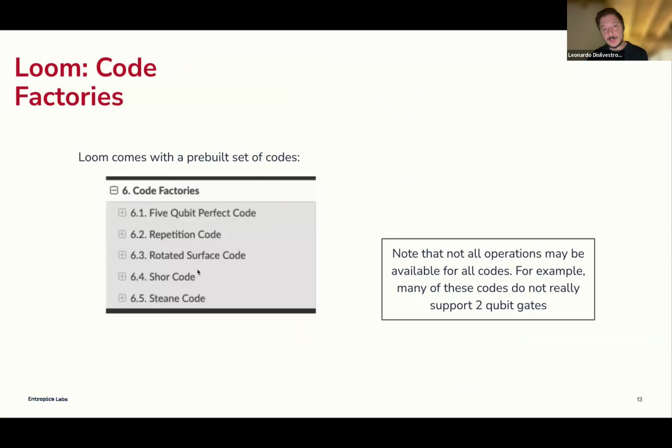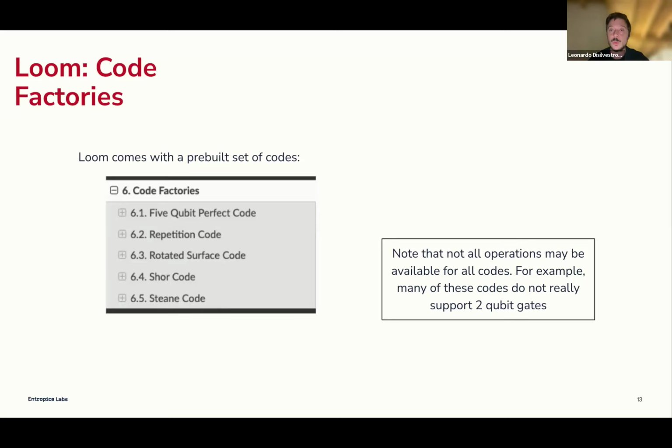Now, Loom comes pre-built with these 5 code examples. The most important one will be the rotated surface code. Then you have the repetition code, which is great for testing small things. And then you have 3 small codes: the 5 qubit perfect code, Shor's code, Steane code. These are smaller codes, but they can be pretty nice for real world applications. So if you wanted to try to run something on a quantum computer, these are pretty small.